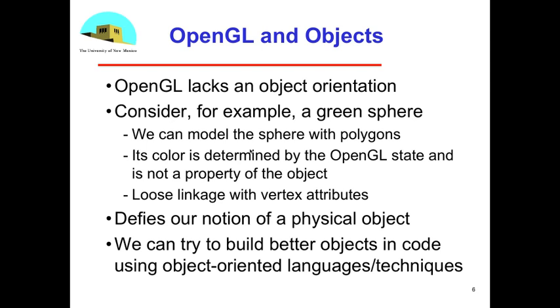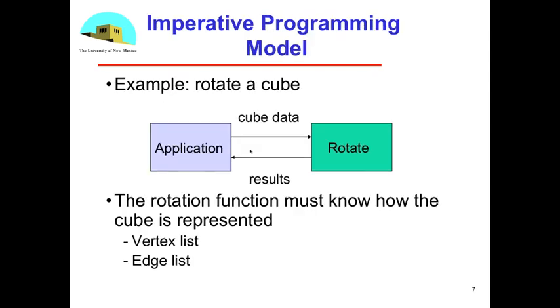So let's take a very simple example. You have an imperative programming model, sort of what we would do with very basic OpenGL, especially immediate mode. You'd have an application, and the application would generate data. But say you're generating a cube, as in this example, and you want to rotate it. In order to rotate it, you'd have to know exactly how that cube is represented.